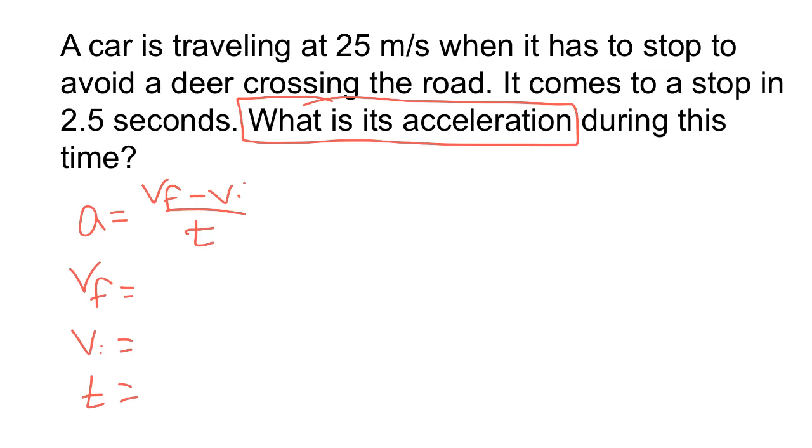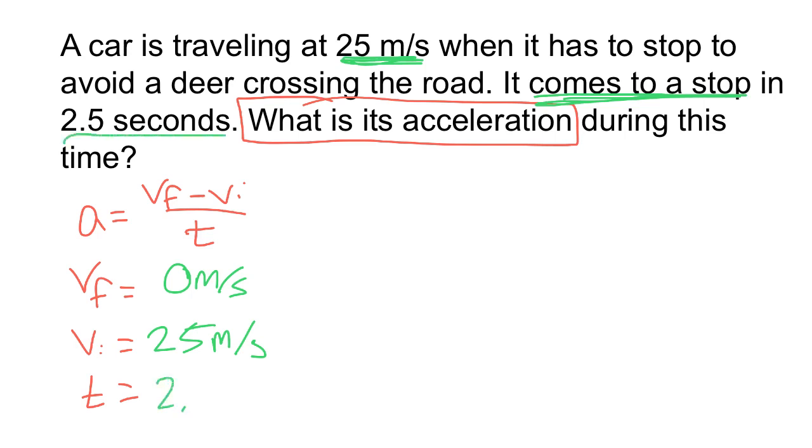Okay, so reading through the problem, it is traveling at 25 meters per second. So before anything happens, that's what it's traveling at. So that's going to be my v initial, 25 meters per second. When it has to stop to avoid a deer crossing the road, it comes to a stop in 2.5 seconds. So it comes to a stop. Well, what speed is it at if it is coming to a stop? It is at 0 meters per second. That's what it's ending up at. And we have our 2.5 seconds here. So we know that we have 2.5 seconds for our time. And so now, once we have all of these filled out, we have all the information we need, we can go and plug it in.